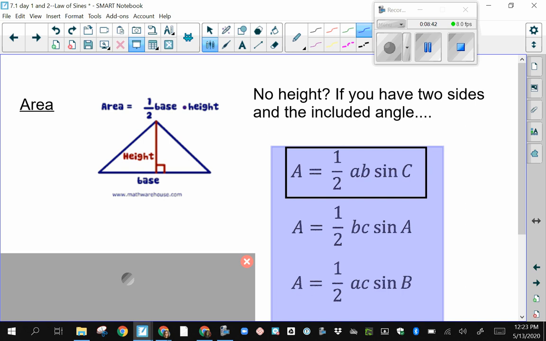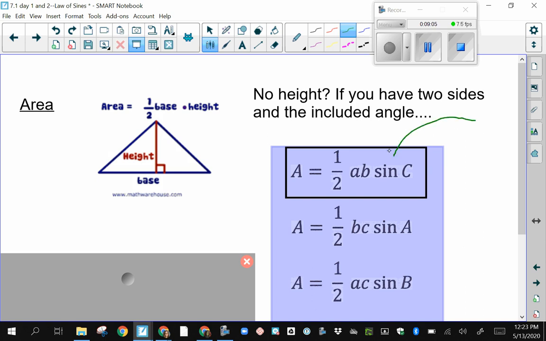The last thing we need to cover in this video is an area formula. I know you know this area formula. Area of a triangle is 1/2 base times height. But what if you do not have the height, or what if it's difficult for you to calculate the height? You can find the area of a triangle using a sine formula.